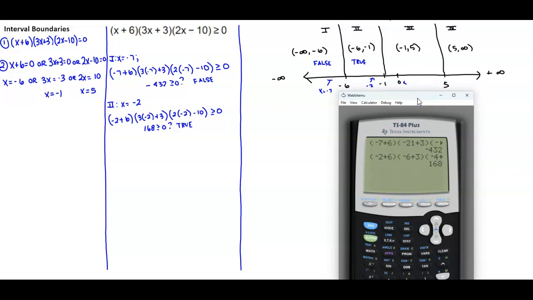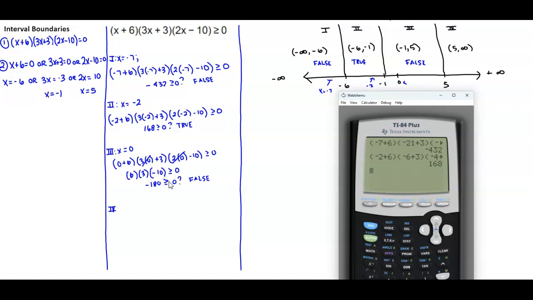For interval number 3, we're going to let x equal 0. So we have (0 + 6)(3 times 0 + 3)(2 times 0 - 10). Well, we know that we're going to get 6 times 3 times negative 10. Well, 6 times 3 is 18 times negative 10 is negative 180. And negative 180 is not greater than 0. So it's false for region 3.